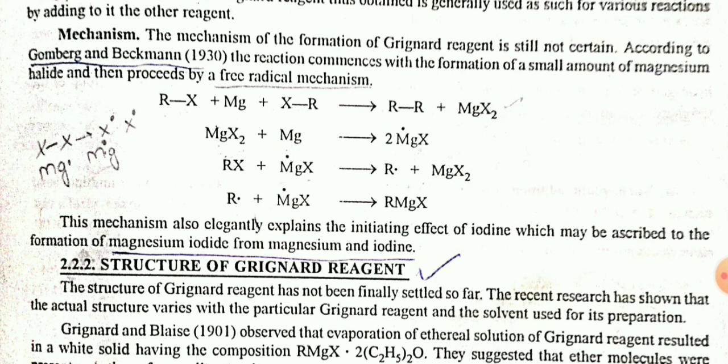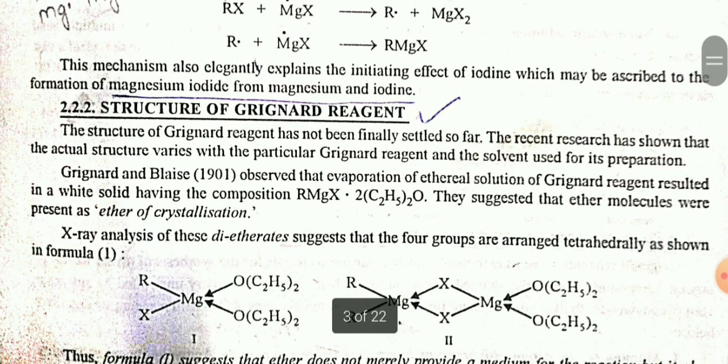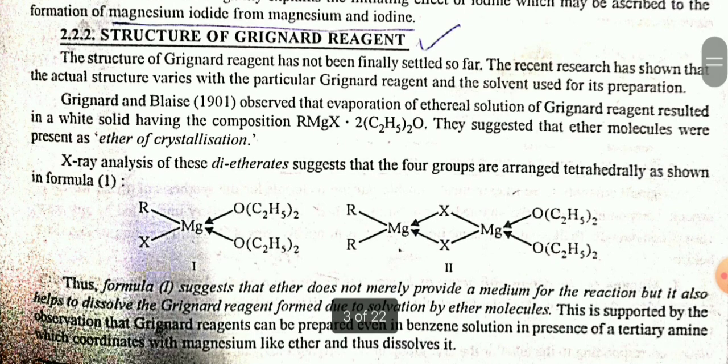Mechanism. The mechanism of the formation of Grignard reagent is still not certain. According to Gomberg and Beckmann, 1930, the reaction commences with the formation of a small amount of magnesium halide and then proceeds by a free radical mechanism. RX plus Mg plus X• gives R• plus MgX2. This mechanism also elegantly explains the initiating effect of iodine, which may be ascribed to the formation of magnesium iodide from magnesium and iodine.